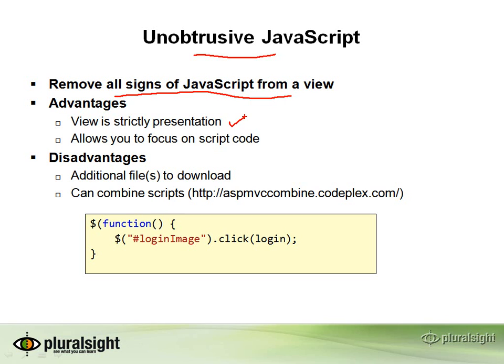Meanwhile, how that view is going to behave on the client, all those behaviors packaged up into JavaScript code, is going to be in a separate script file that gets included into the view. This is another case of separation of concerns.